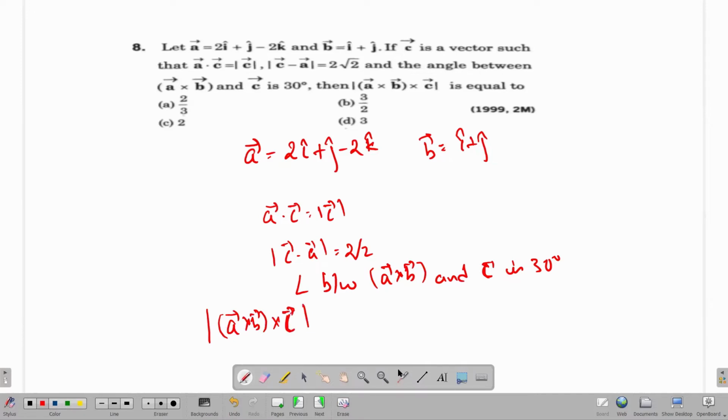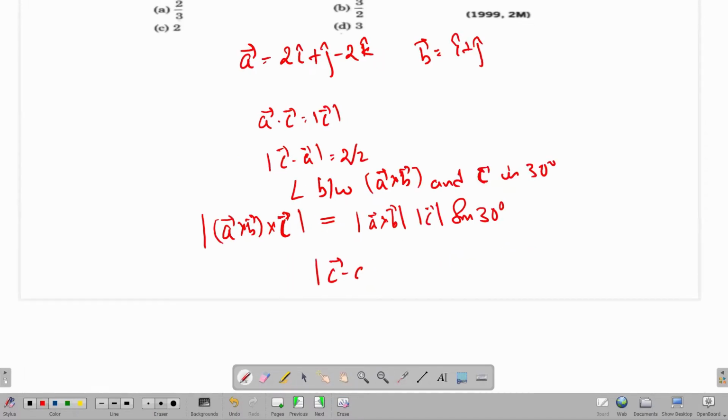This is what vector triple product. But since angle is given between A cross B and C, therefore we just use the formula of cross product, that was mod of A cross B, mod of C, and angle between them, that is sine of 30 degree. We can find out A cross B using determinant. Sine 30 is 1 by 2. What we have to find here is mod of C using these given equations. So how we relate these?